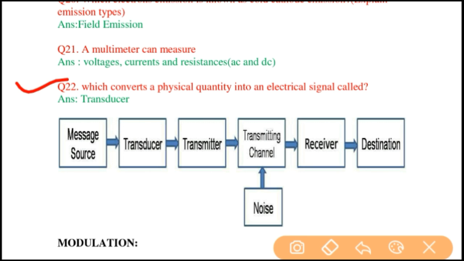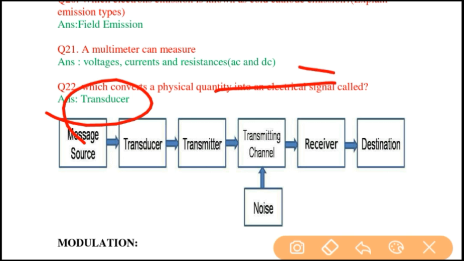In the next question, which converts a physical quantity into an electrical signal? A transducer is the device which converts a physical quantity into an electrical signal. The device is known as a transducer.